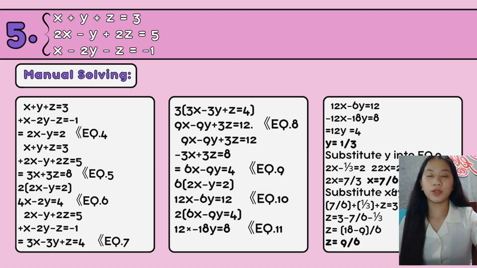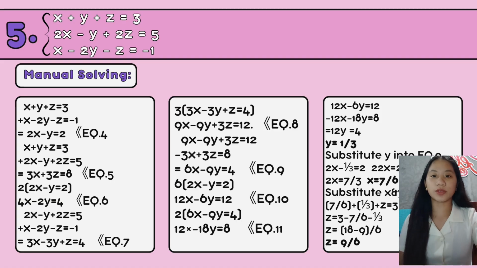Now, we need to multiply equation 7 by 3 to get equation 8, and subtract equation 5 from equation 8 to get equation 9. Then multiply equation 4 by 6 to get equation 10, and multiply equation 9 by 2 to get equation 11. It's a very long process. Then subtract equation 11 from equation 10, and therefore we have the value of y, which is 1/3.